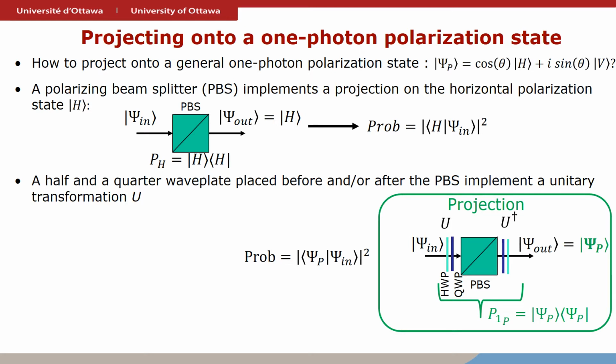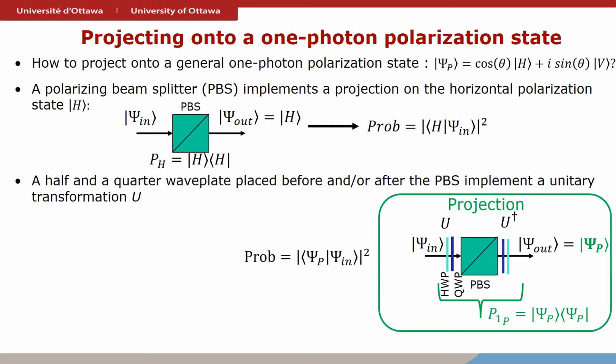To do so, the first ingredient that you will need is a polarizing beam splitter that will implement a projection on the horizontal projection state H. The polarizing beam splitter will leave the state of the system C out in the state H. The probability of successful projection onto H is given by the probability written on the right.